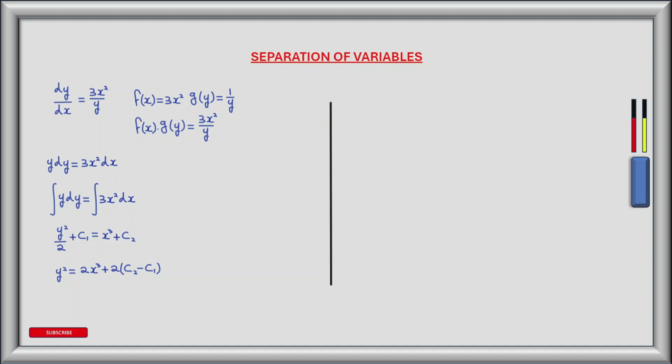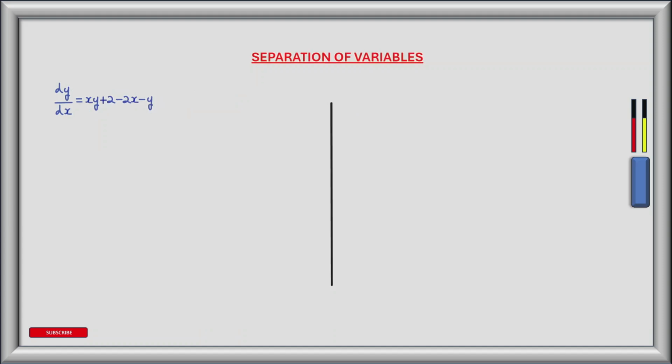If we now subtract the constant c1 from both sides and multiply both sides by 2, we're left with y squared equals 2x cubed plus 2 times, and then in the bracket, c2 minus c1. If we now substitute the value of c for c2 minus c1 multiplied by 2, we're left with y squared equals 2x cubed plus c. And taking the square root of both sides, we're left with y is equal to plus or minus the square root of 2x cubed plus c. So this gives us the general solution to the differential equation.